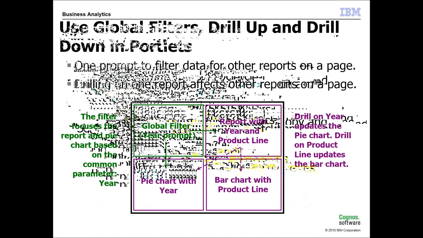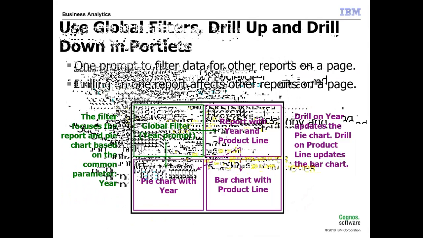We can also use global filters. So this will dynamically drill up and drill down on specific portlets. You can see in this screenshot, I have 4 different widgets there. I have a global filter with a year prompt, and we can see that year happens to be a data item that exists in both the pie chart with year.